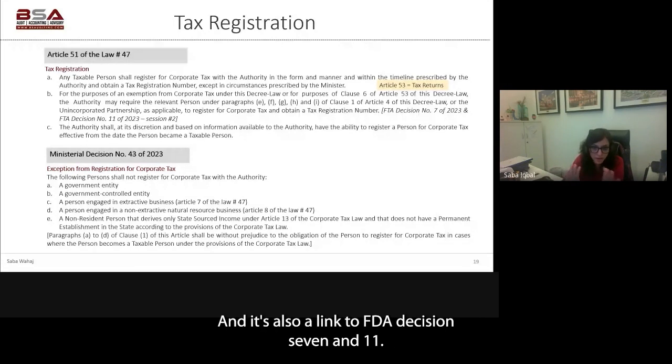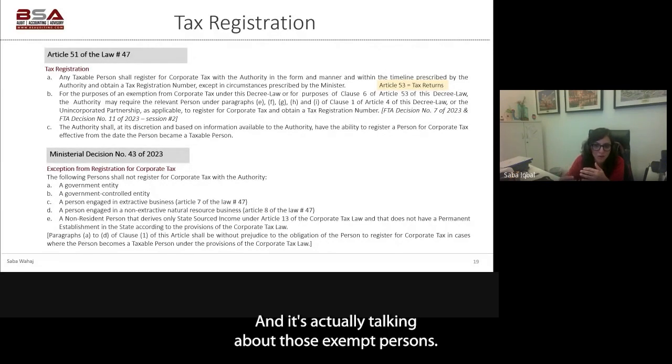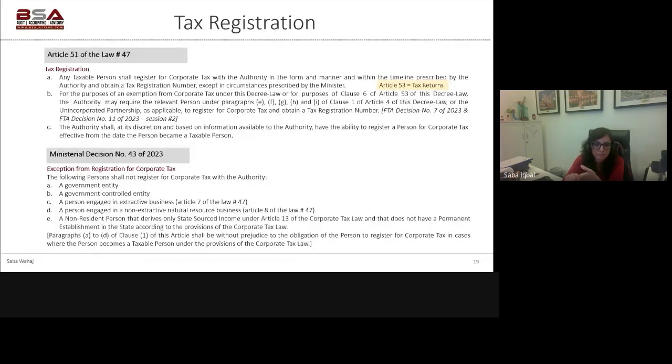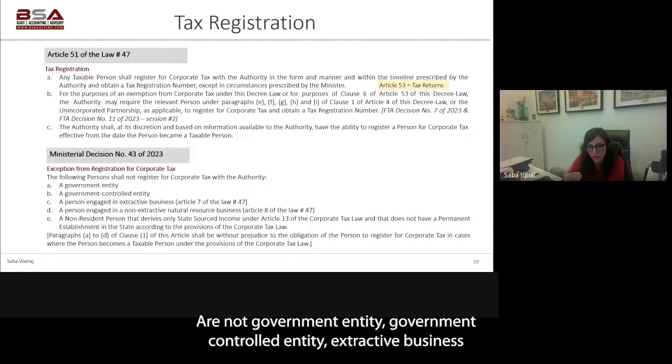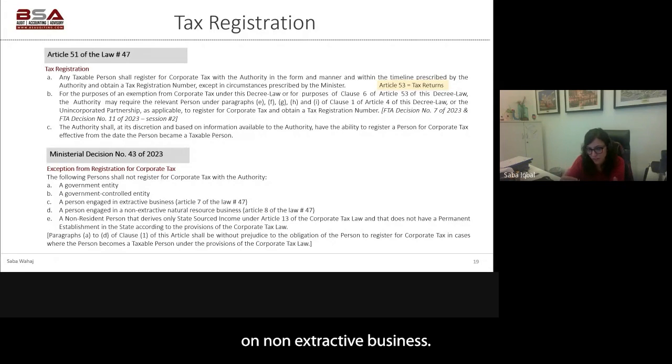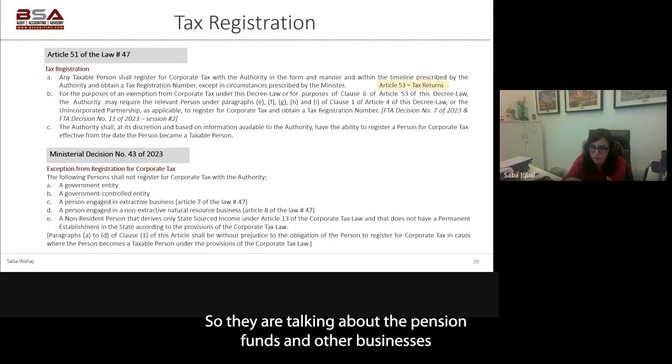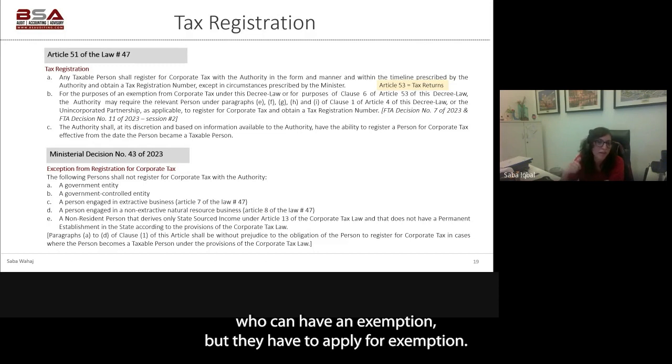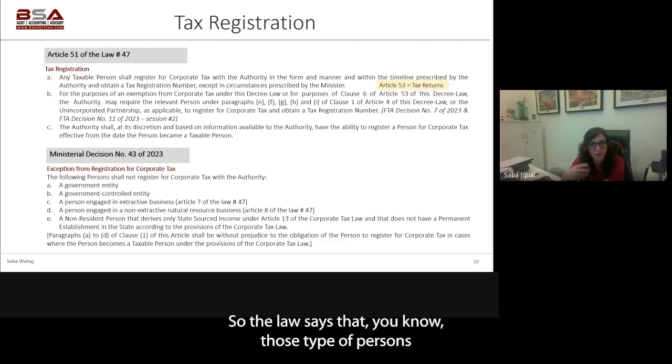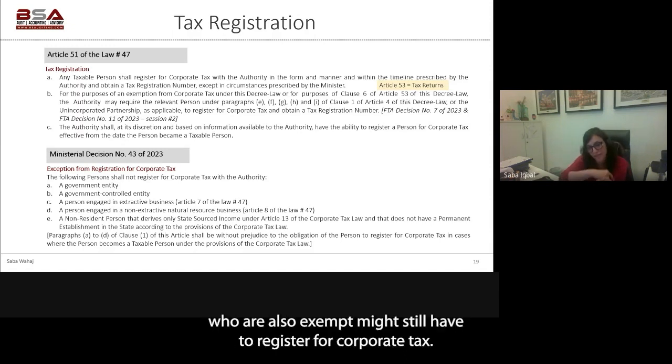It's also linked to FTA Decision 7 and 11. It's talking about those exempt persons which are not government entities, government-controlled entities, extractive businesses or non-extractive businesses. They are talking about pension funds and other businesses that can have an exemption, but they have to apply for exemption. So the law says that those types of persons, although exempt, might still have to register for corporate tax.